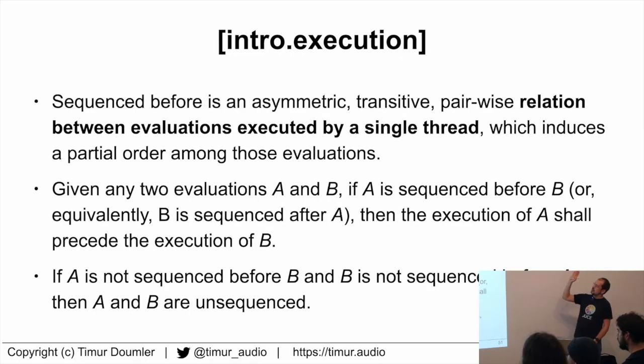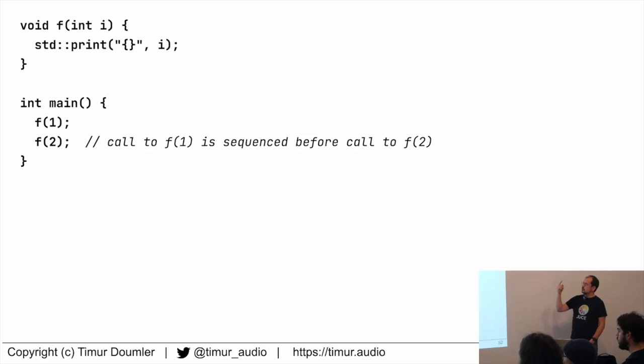It basically is the relative order of operations within the same thread, right? So if you have something in one thread and then something else, lexically in the code, comes after it in the same thread, then it's sequenced after it. For example, here on the same thread we call F1 and then F2, so the call to F1 is sequenced before the call to F2.